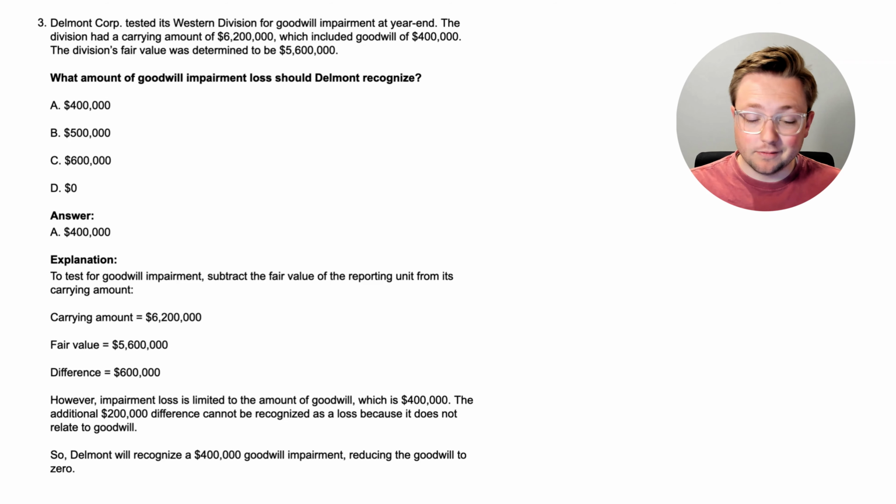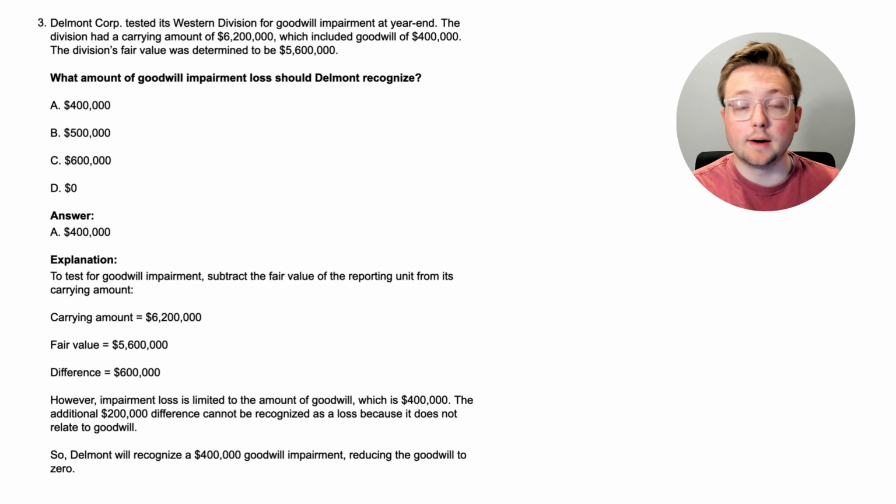And again, that's the very simple idea. You just compare the carrying amount to the fair value. If the fair value is less than the carrying amount, the difference is the goodwill impairment loss. And the goodwill impairment loss is maxed out at whatever the goodwill was. That's the max that the goodwill impairment loss can be. So in this case, even though it was a $600,000 difference, you can only do $400,000 of goodwill impairment loss because that's how much goodwill was there. So with that, again, very simple. Now let's go to the next question.